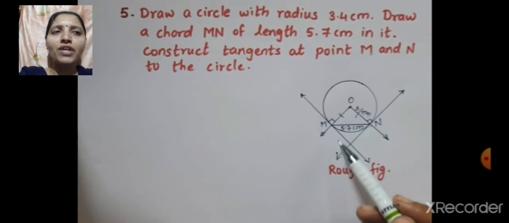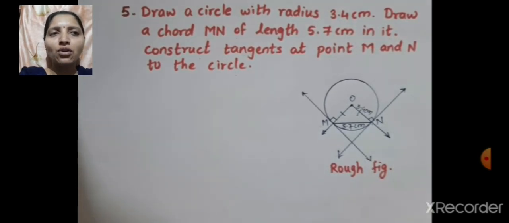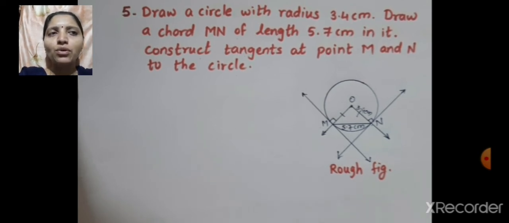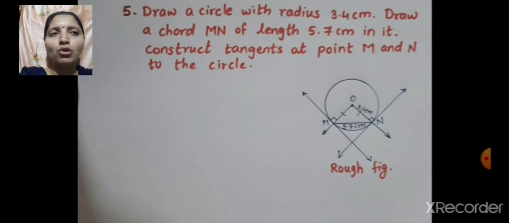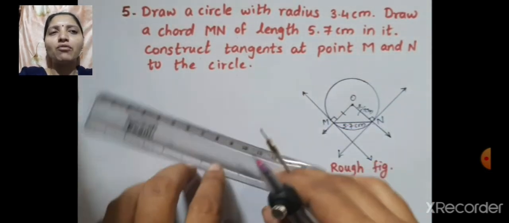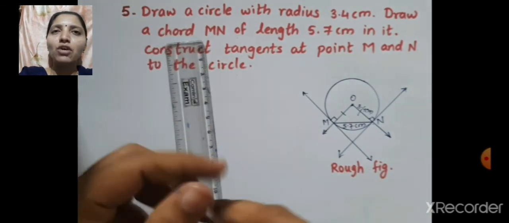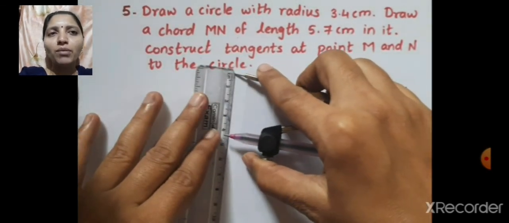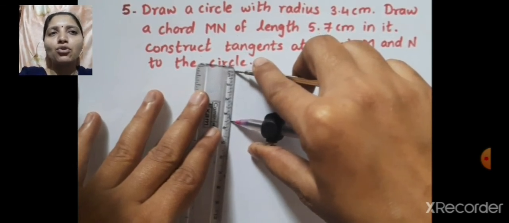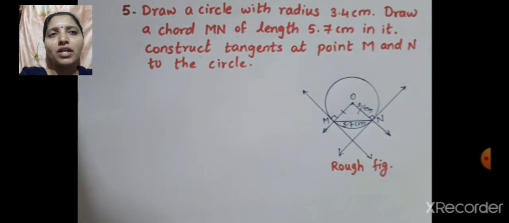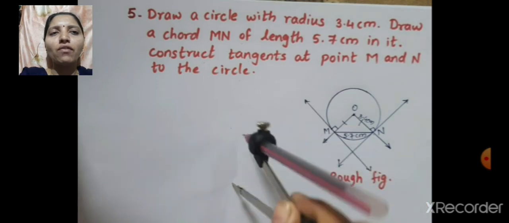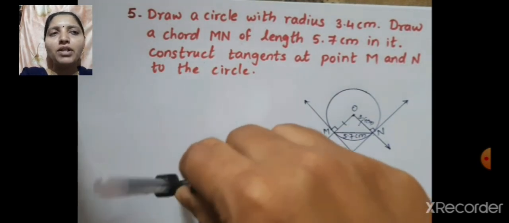You can draw tangents using the center of the circle and without using the center of the circle. I told you in the first sum also that it should be mentioned in the question that we have to draw the tangent without using the center. If it is not mentioned, you can use any of the methods. So here we are going to draw tangents using the center of the circle. First draw a circle of radius 3.4 centimeter.